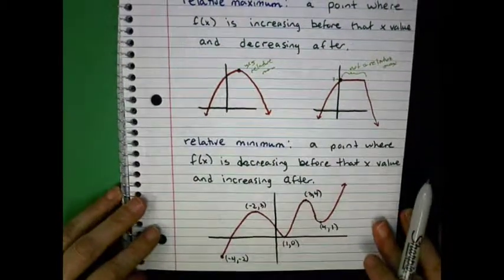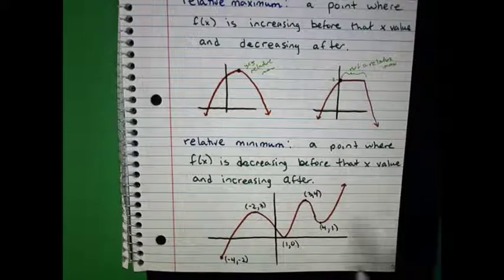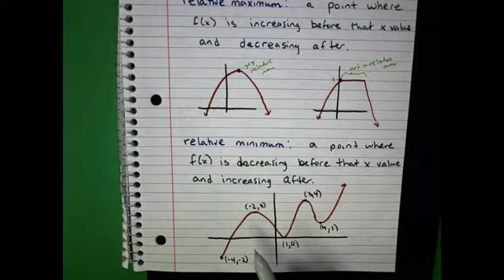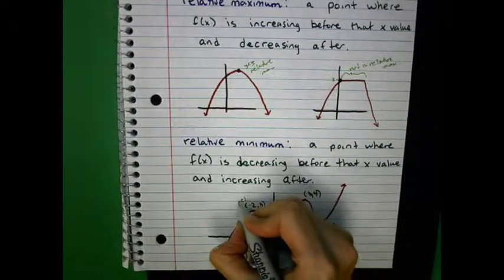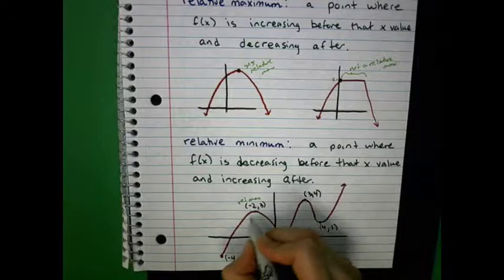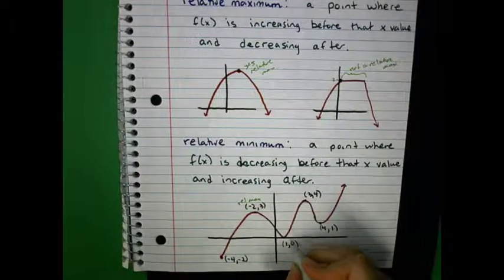Relative min is similarly defined. It's a point where f is decreasing before that x value and increasing after. So as we look at this graph, this definitely is a relative max. I'll just put rel max. Increase, decrease. This is a relative min.